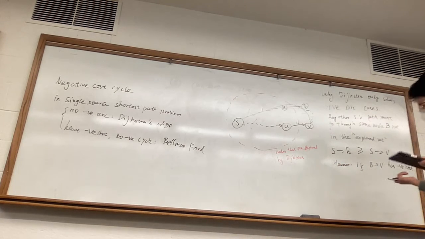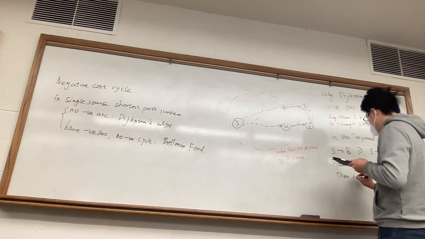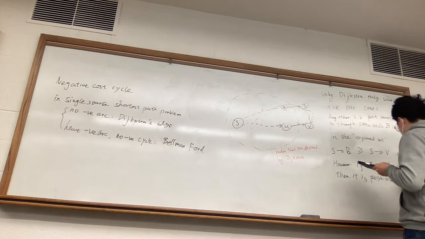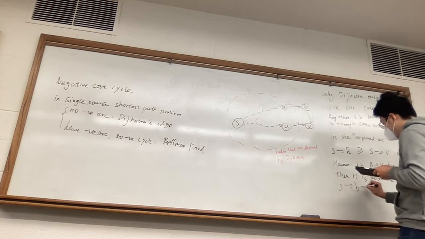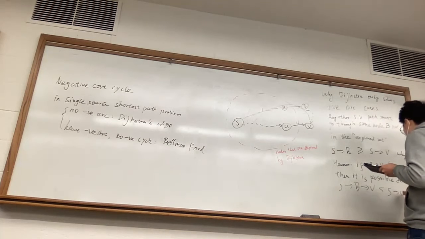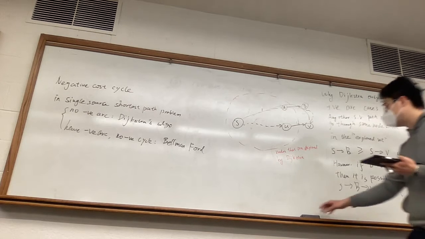So here I'm explaining. If B to V has negative cost, then it is possible for S to B and then to B, this is less than S to B. So this explains why Dijkstra algorithm cannot deal with the negative cost problem. Okay, so I tell you this just to help you review what you have learned in class about the Dijkstra algorithm.